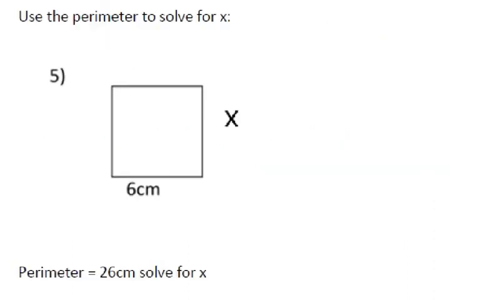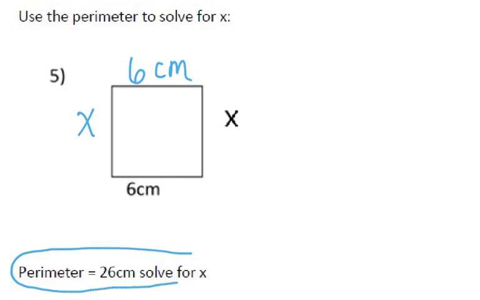Okay, so this next problem is a little bit different. We're going to use this perimeter to solve for x. So we're going to have to write an equation to find what x is. So again, the first thing I'm going to do is label my missing sides. So this side is x. This side is 6 centimeters. And it tells us down here that the perimeter, the entire distance around this figure, is 26 centimeters.